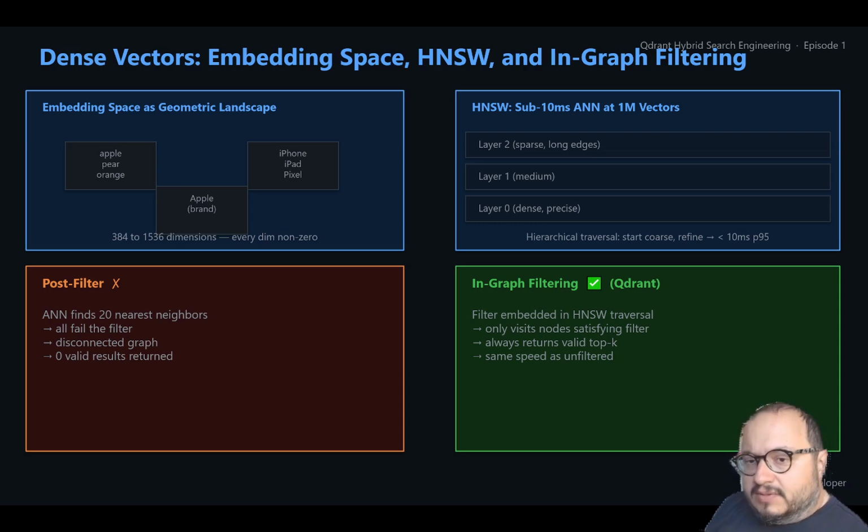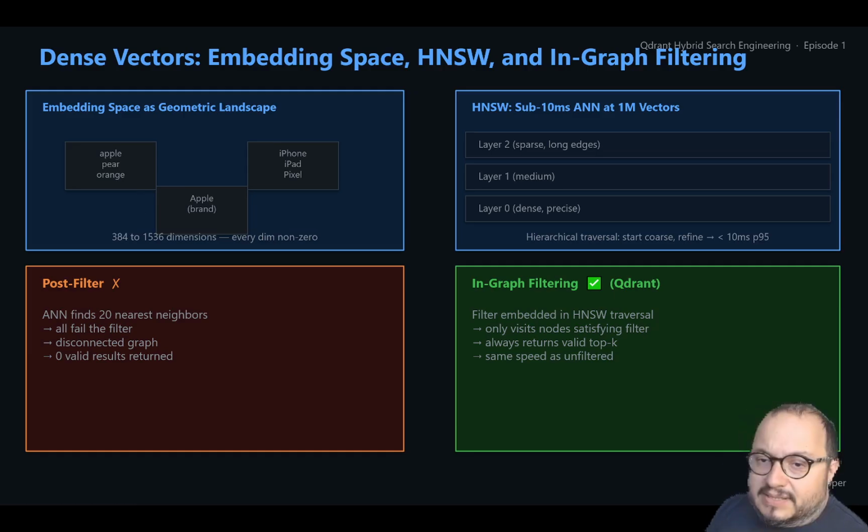The mental model that works best: think of embedding space as a geometric landscape. Every piece of text has a coordinate. Texts that mean similar things are clustered together. Apple is closer to pear in the fruit region of that space, and close to iPhone in the technology region. These are different dimensions, literally. Finding the nearest neighbor to a query vector in that landscape is the problem.